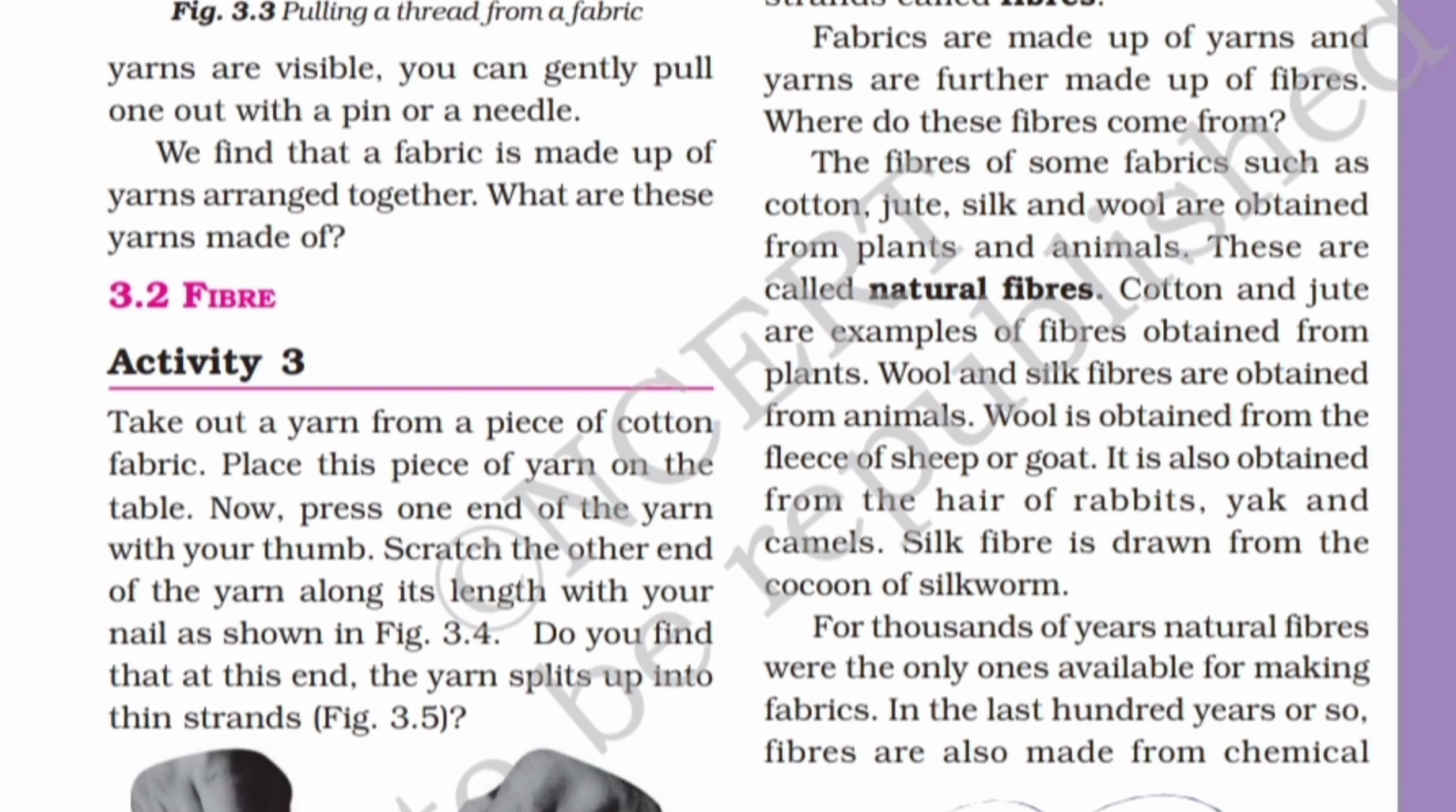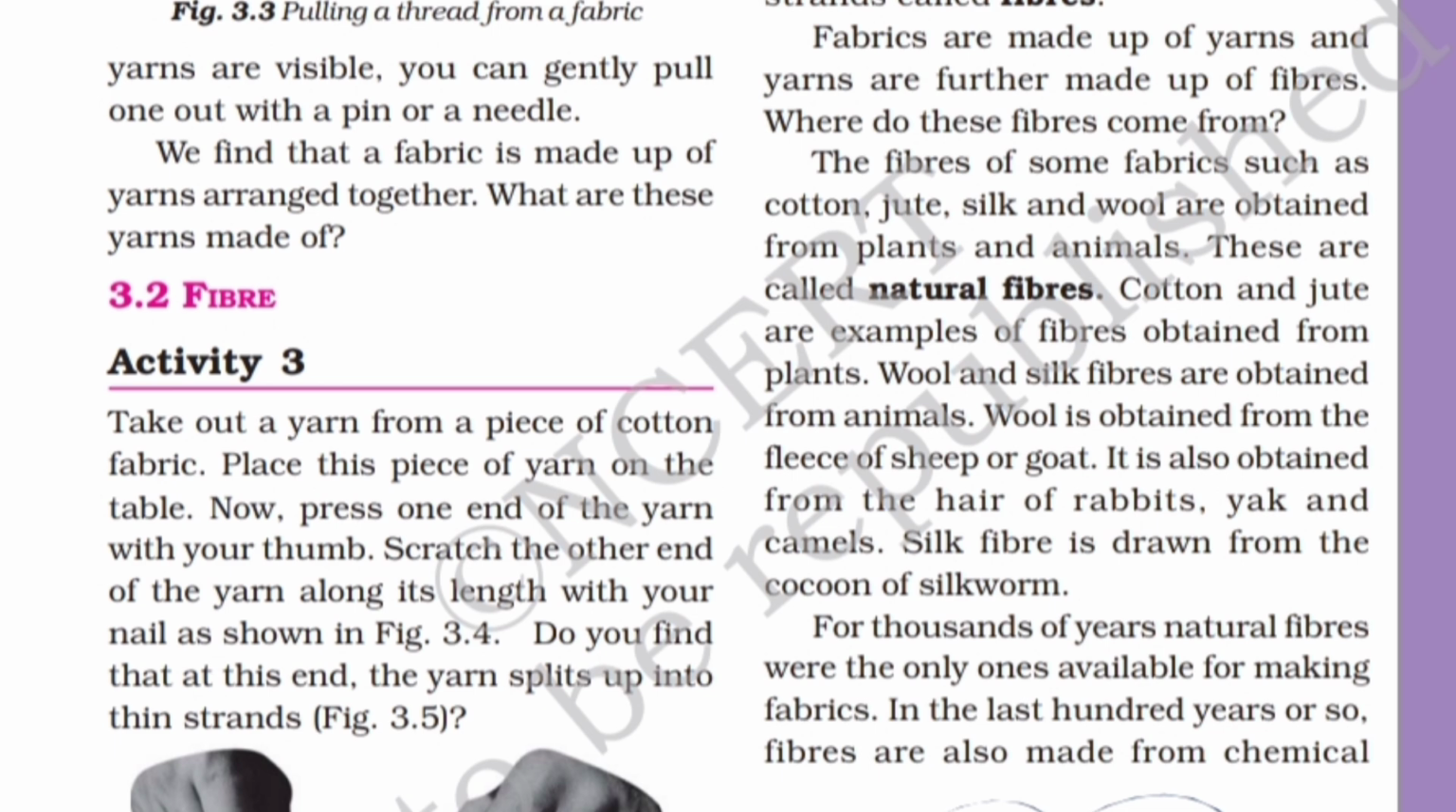Fibers are something we can get naturally from the surroundings, like animals or plant sources, and also we can synthesize them. So fibers can be classified into two types: natural fibers and synthetic fibers. Natural fibers means the fibers which we get naturally from the environment, and synthetic fibers means the fibers that we make, that is man-made fibers.